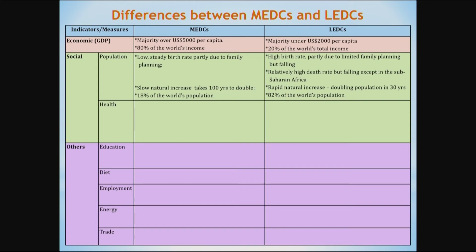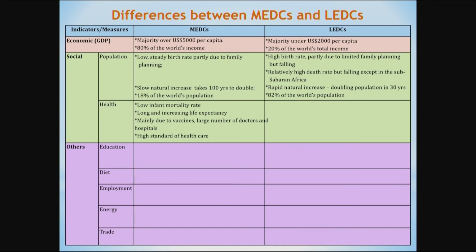In most of these countries, the population has a high birth rate, partly due to limited family planning, but it is falling. There is a relatively high death rate, but falling, except for sub-Saharan Africa. So we are talking about countries around the Sahel regions of Africa. And then we have the rapid natural increase, where population doubles in 30 years. The LEDCs also make up 82% of the world's population.